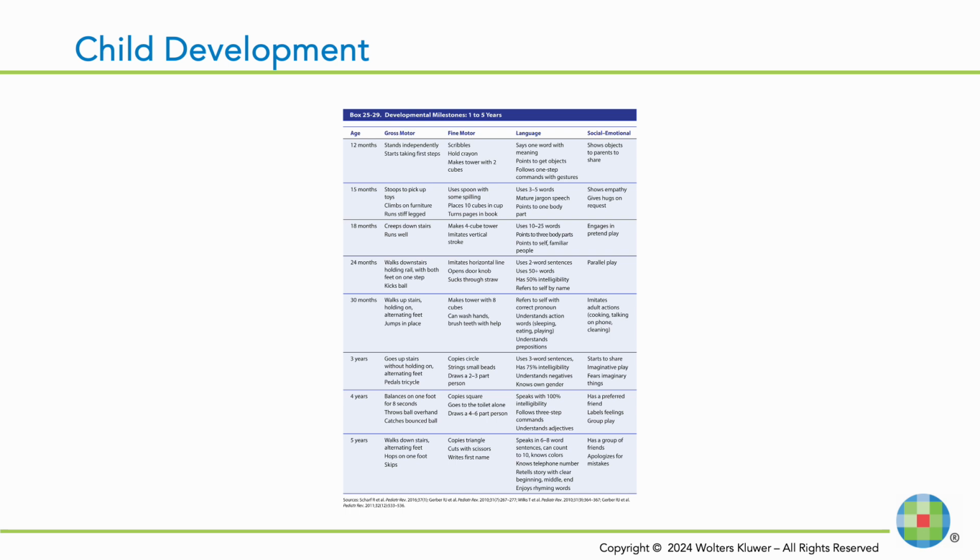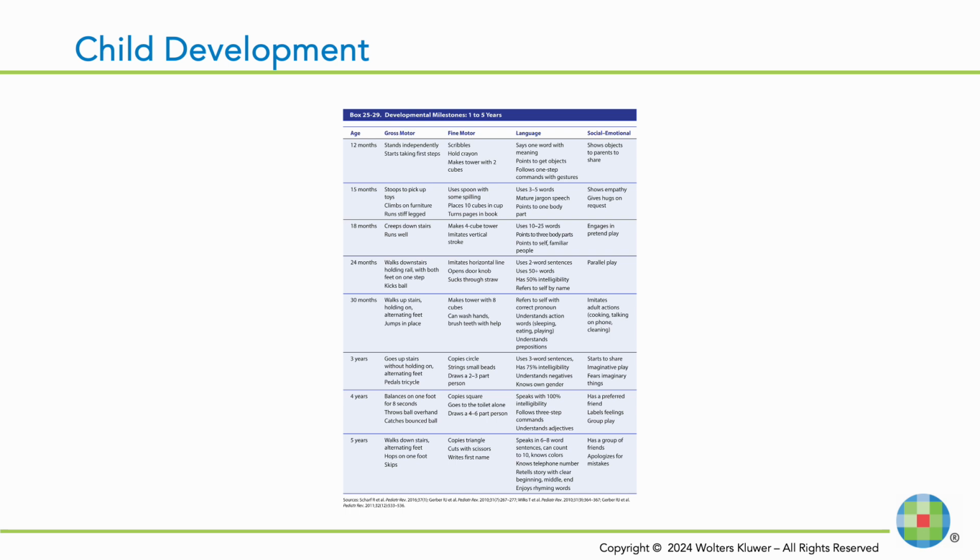They should be able to creep down the stairs. They're running well, stacking 4-cube tower blocks, vertical. They're able to use approximately 10 to 25 words. Able to identify body parts. Show me your hand, show me your feet. Points to themselves. Show me your mom, show me your dad. And they're able to begin engaging in pretend play.